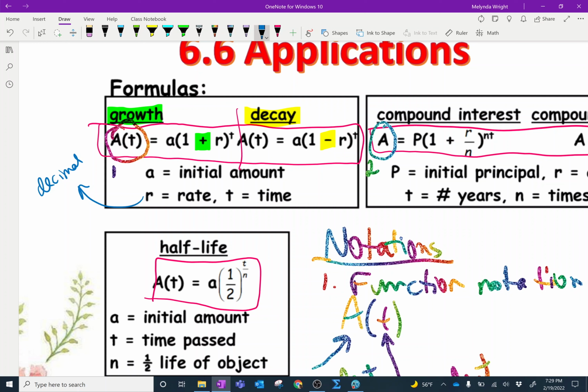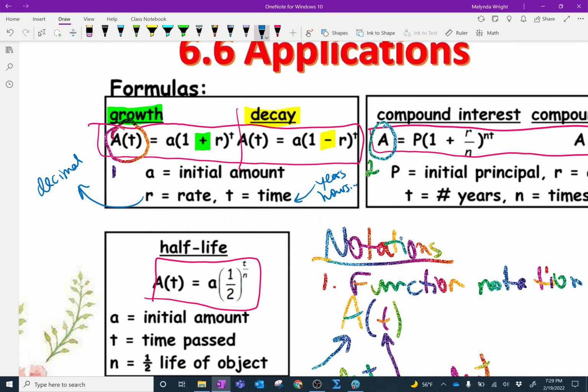Time, they're going to be specific. They'll say it in the prompt, in the word problem. They'll say what the time is. It could be years. It could be hours. It could be anything, whatever they say in the problem. And that's growth and decay.